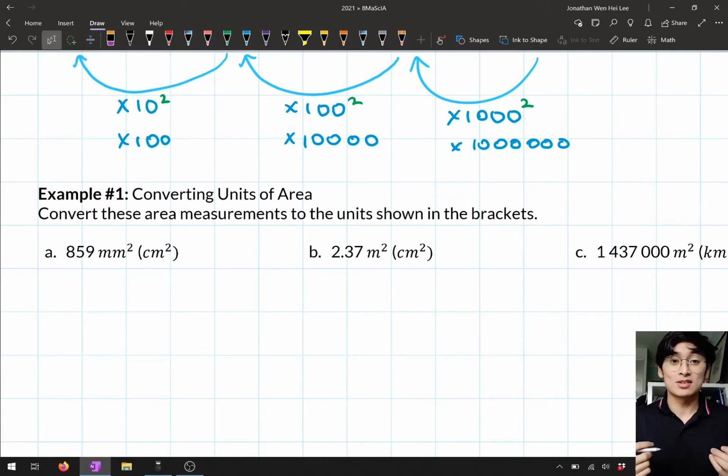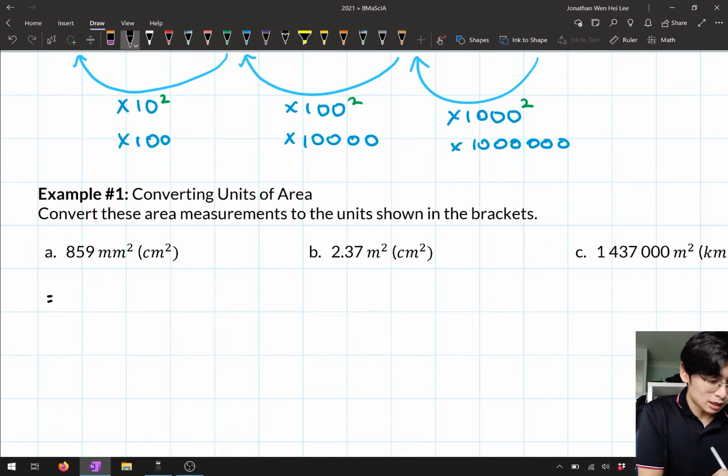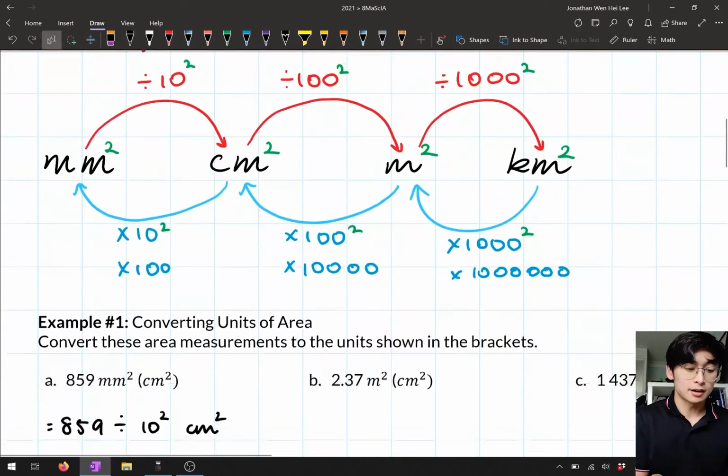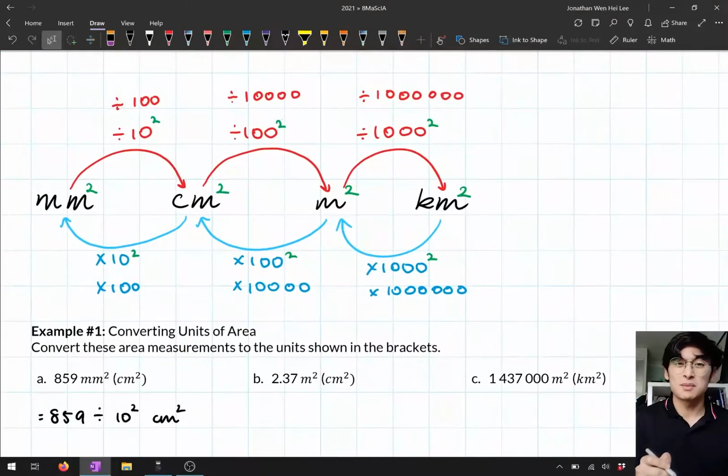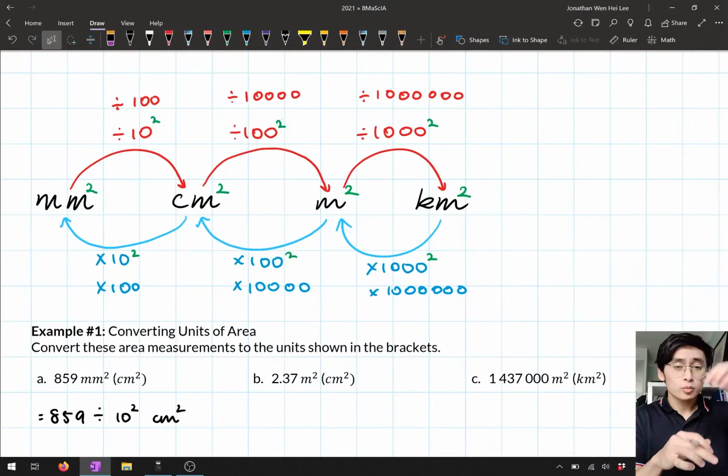If you remember from our first lesson, to go from millimeters to centimeters, we need to divide by 10. But because we're dealing with millimeters squared and centimeters squared, we need to divide by 10 squared. So this becomes 859 divided by 10 squared centimeters squared. Dividing by 10 squared is the same as dividing by 100.